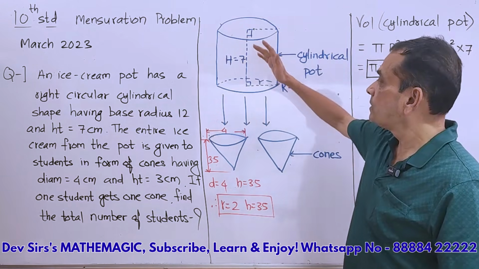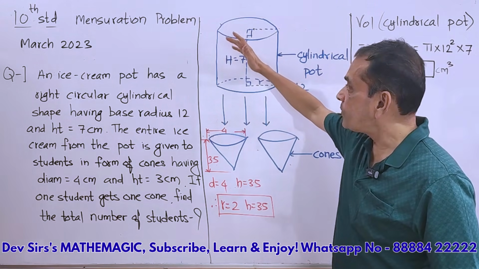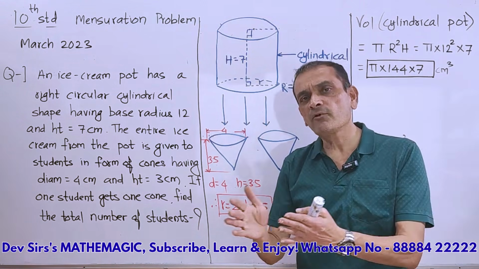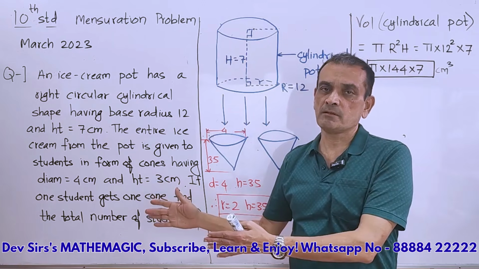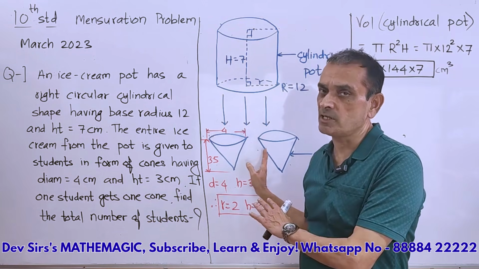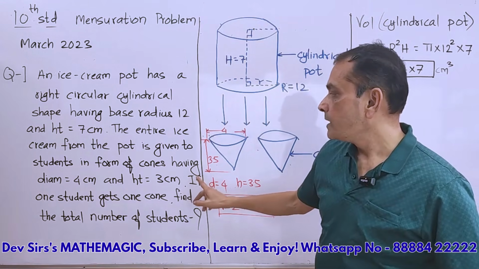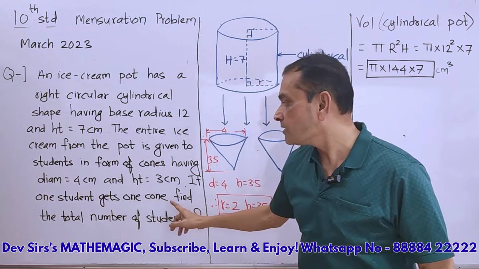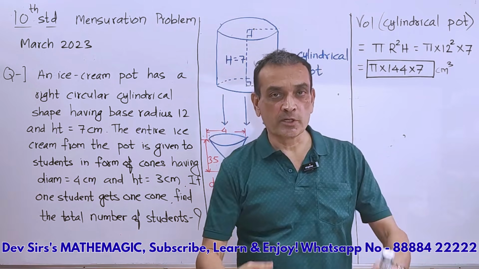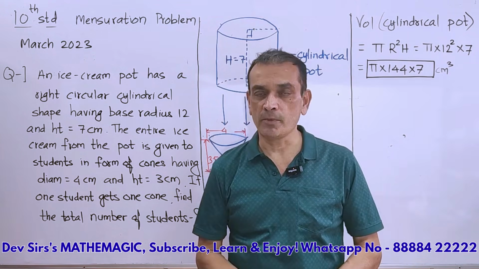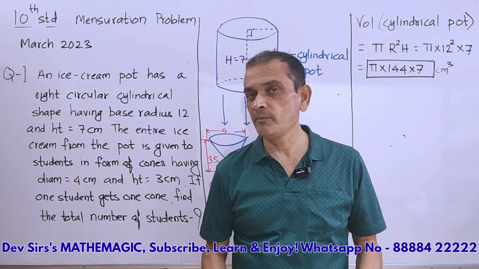That means the cylindrical pot ice cream is getting converted into different conical shapes, and naturally the cones are also filled with ice cream. So many cones are there. If one student gets one cone, find the number of students. How many cones can be formed full of ice cream, no empty ones.